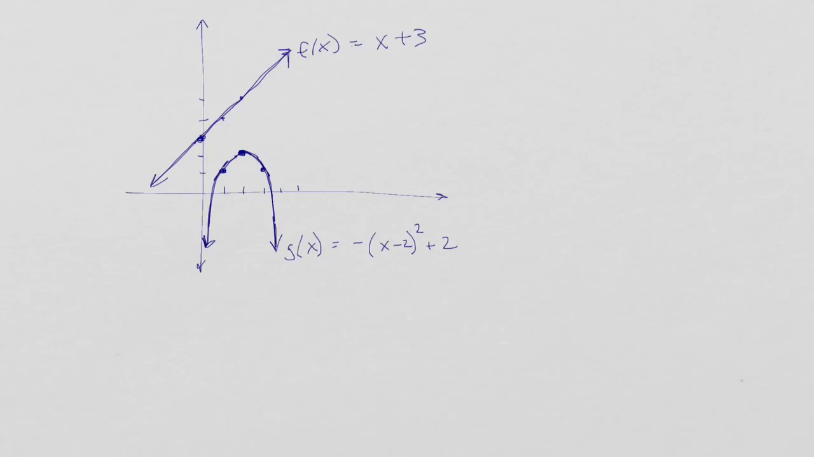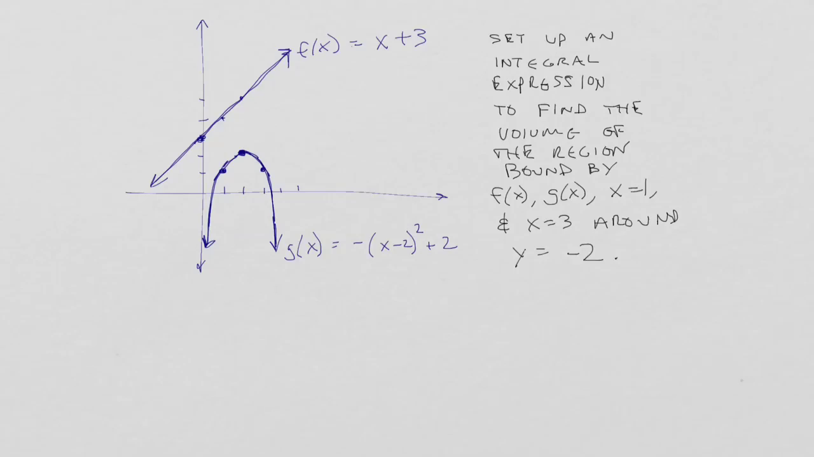So let's take a look at a couple of functions. So I've got a straight line, x plus 3, and then I have an upside-down parabola, negative (x minus 2) squared plus 2. So it's moving 2 units to the right and 2 units up. And what I'm interested in doing is this.